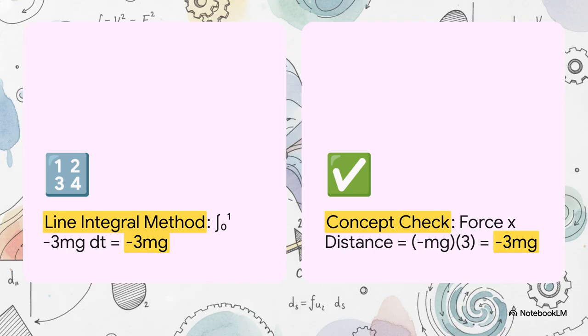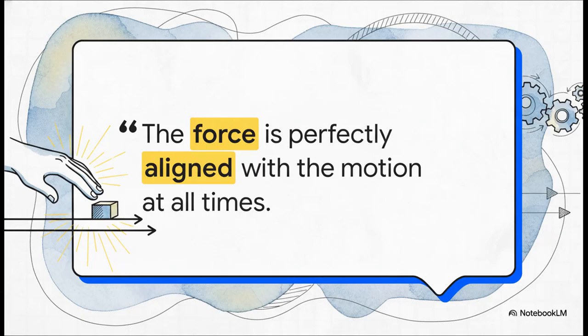On the left, we use our fancy 4-step recipe. We set up a path, do the dot product with the force of gravity, integrate, and we get negative 3mg. Now look at the right. We use the simple formula from high school. Force, which is negative mg, times the vertical distance 3, and we get the exact same answer. That is not a coincidence. This proves that our line integral is just the superpowered, generalized version of the simple formula we started with. It works for everything.